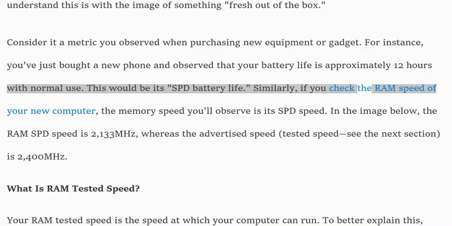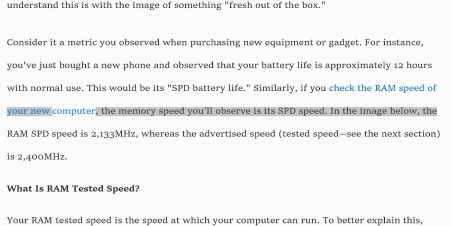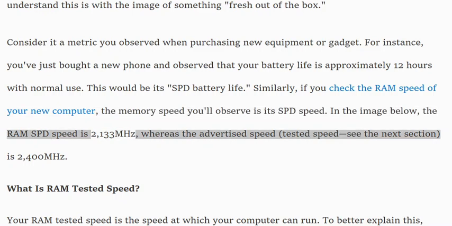Similarly, if you check the RAM speed of your new computer, the memory speed you'll observe is its SPD speed. In the image below, the RAM SPD speed is 2133 MHz, whereas the advertised speed, tested speed, see the next section, is 2400 MHz.